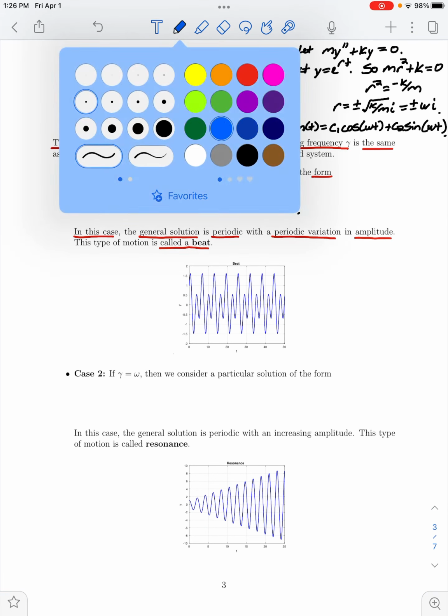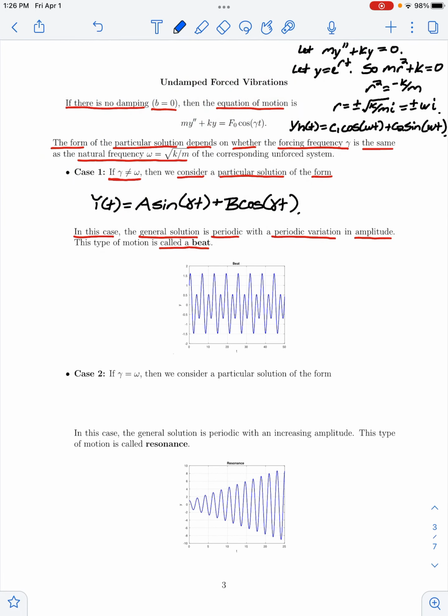And then our second case would be if the forcing function has a frequency gamma, which is the same as the natural frequency of the homogeneous solution, omega. So in this case, we would have to consider a particular solution of the form capital Y is equal to A times t sine of gamma, which is the same as omega t, plus B times t cosine of gamma, which is the same as omega t.